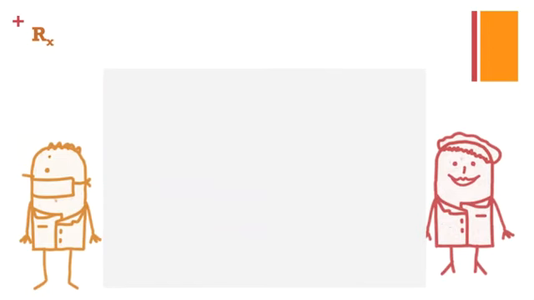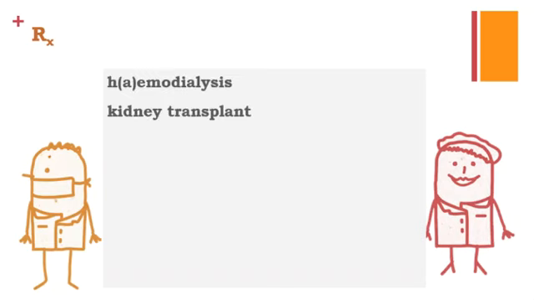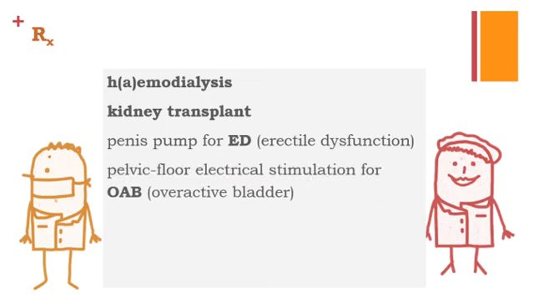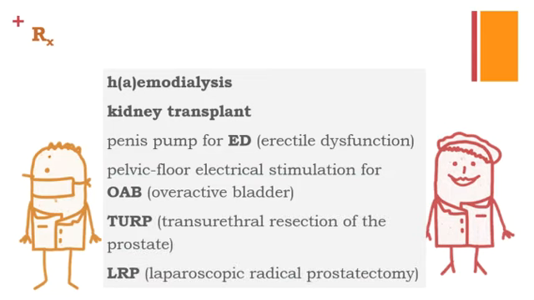Again, there are various treatments that you can resort to depending on the condition. In case of kidney failure, you can resort to hemodialysis and kidney transplant. A penis pump for erectile dysfunction, pelvic floor electrical stimulation for an overactive bladder. In case of BPH or prostate cancer, you can perform a TURP or a laparoscopic radical prostatectomy. Thank you for your attention.